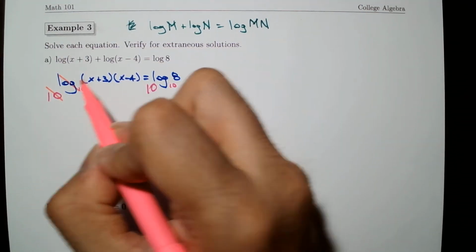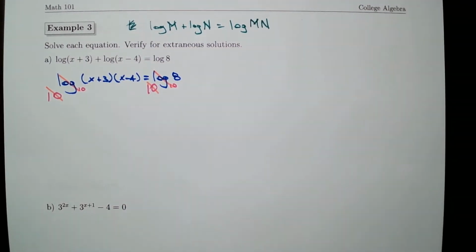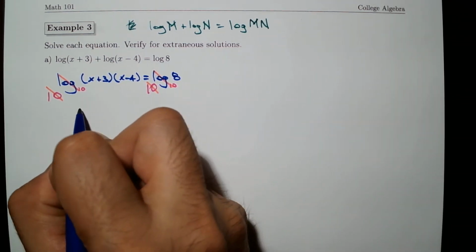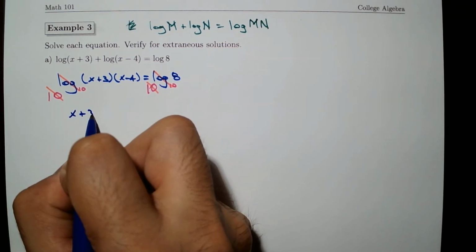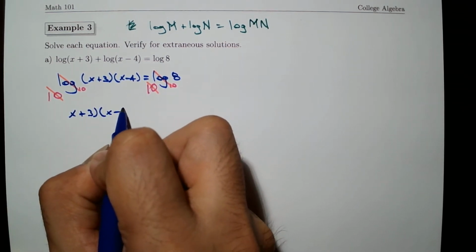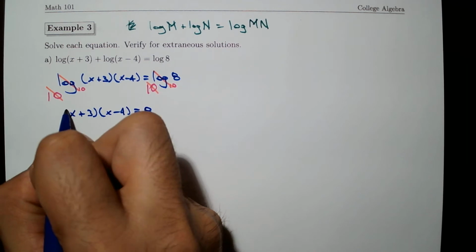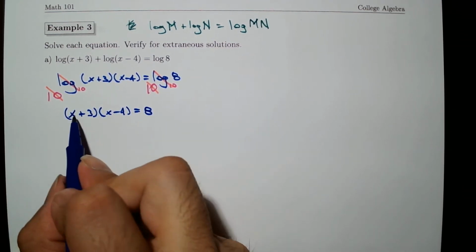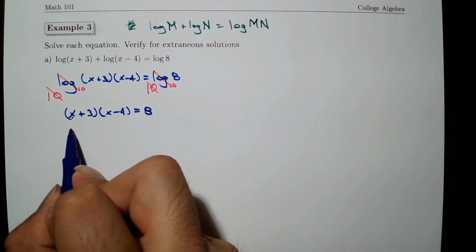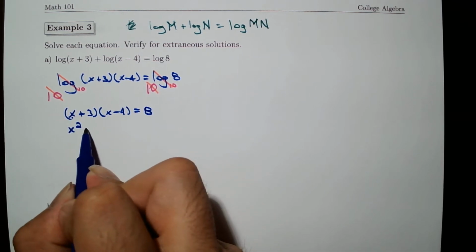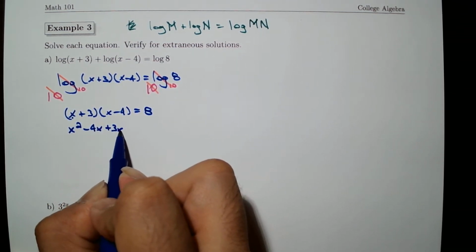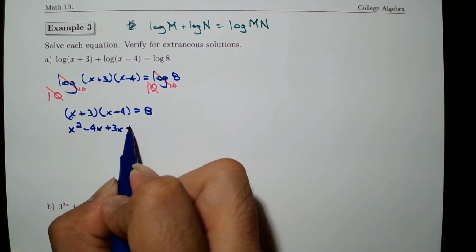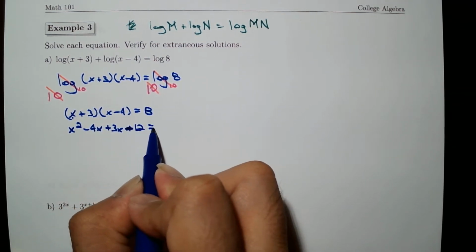But the good thing right here is that no more logs will appear. In fact, this will turn into simply a quadratic equation: x plus 3 times x minus 4 equals 8. So I'm going to FOIL this. x times x, that's x squared. x times negative 4, negative 4x. 3 times x, that's 3x. 3 times negative 4, that's minus 12, equals 8.